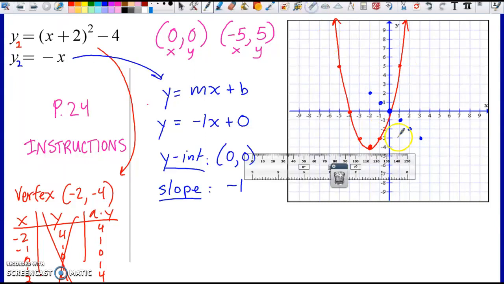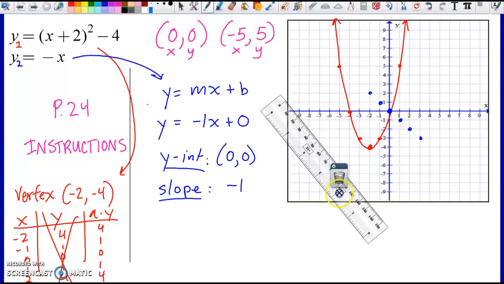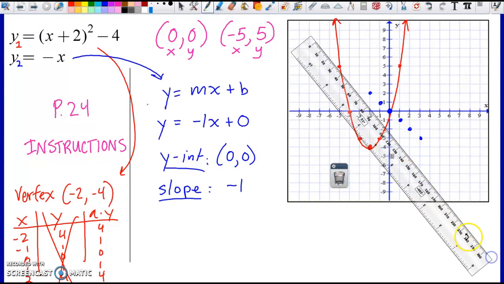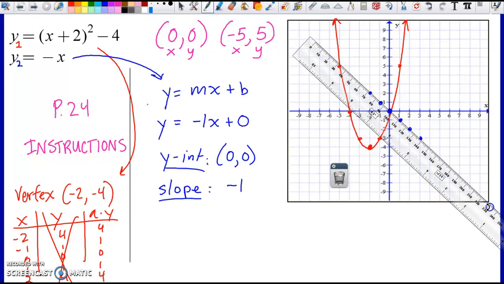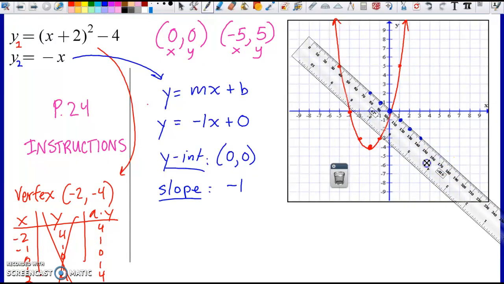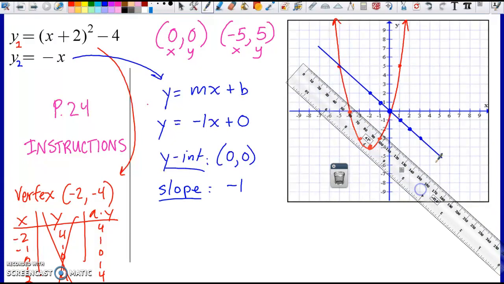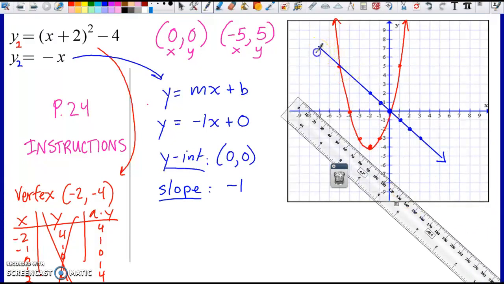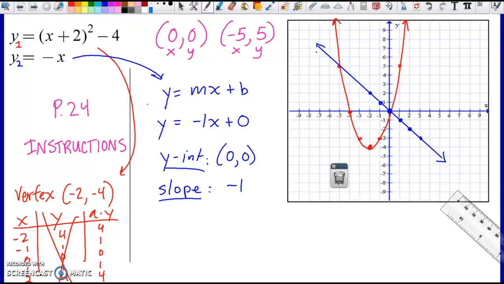I'll use my ruler again. Connect the dots. I want to make my ruler a little longer, so I'll do that. Wish you could do that too, huh? So then I'm going to go ahead and connect the dots as best as I can. I want to move this up maybe just a hair. There we go. Now I'll connect the dots. And you can see clearly that the calculator was right. Where did the graphs intersect? The graphs intersect at -5, 5 and 0, 0. But the calculator got that much more quickly than we did.